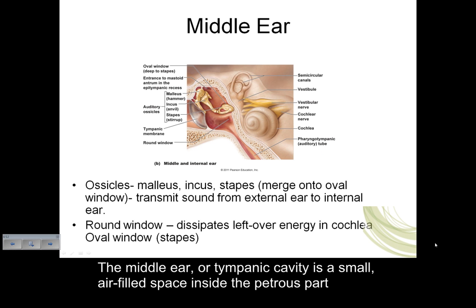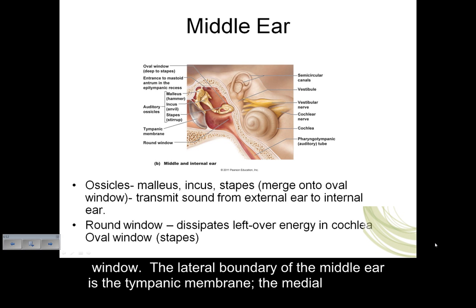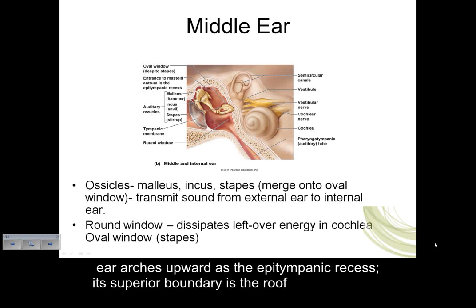The middle ear, or tympanic cavity, is a small, air-filled space inside the petrous part of the temporal bone. 2 small holes are found here, the oval window and the round window. The lateral boundary of the middle ear is the tympanic membrane. The medial boundary is a wall of bone that separates it from the inner ear. Superiorly, the middle ear arches upward as the epitympanic recess.